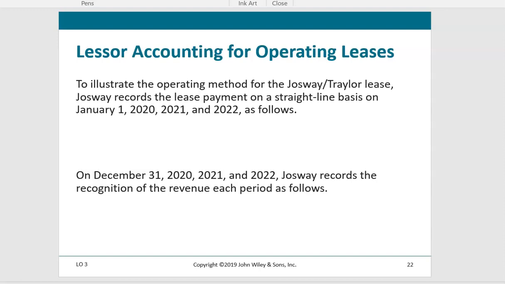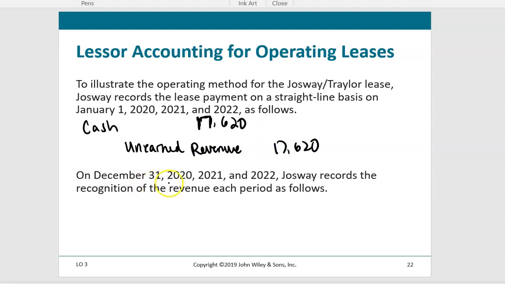Josway records the lease payment on a straight line basis. So every year, January 1st, 2020, 2021, and 2022, the lessor receives cash of 17,620. Remember, from the lessee's perspective, they were making that cash payment. But now what's the other side of this entry? Well, because it's eventually going to be revenue, but because these payments are received by the lessor on January 1st, before that full lease term starts, the lessor is going to record this as unearned revenue. And over time, that revenue is going to be recorded.